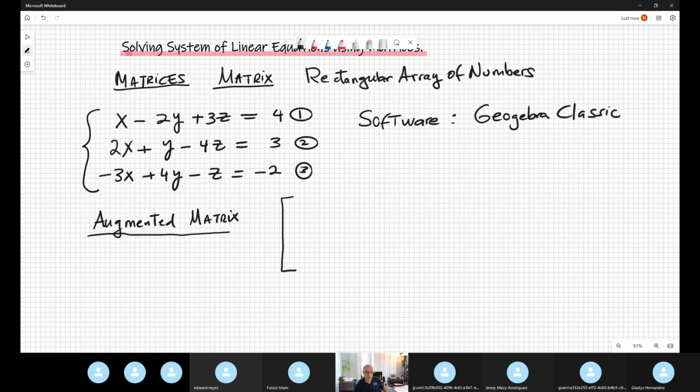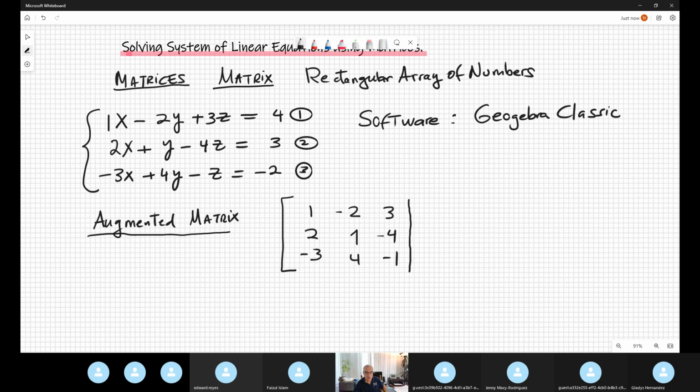What is an augmented matrix? You copy only the coefficients. For example, the first column, 1, 2, negative 3. This is the x column. Then you copy negative 2, positive 1, and positive 4. It's the column of y. The column of z is 3, 4, negative 1. And you separate with one line.